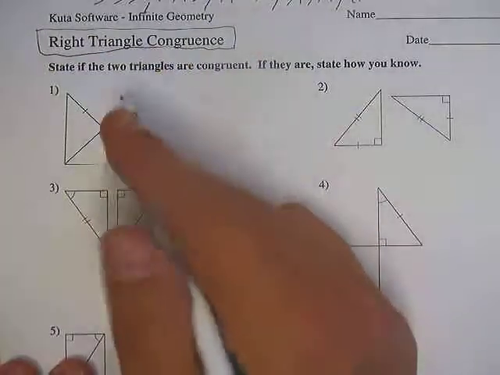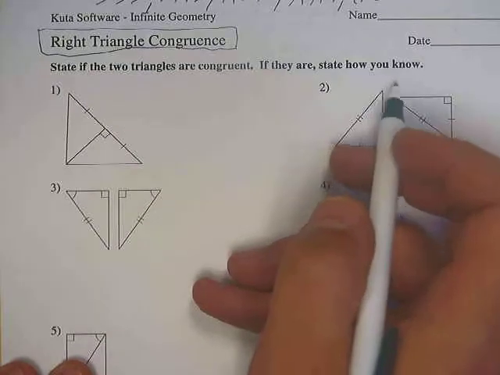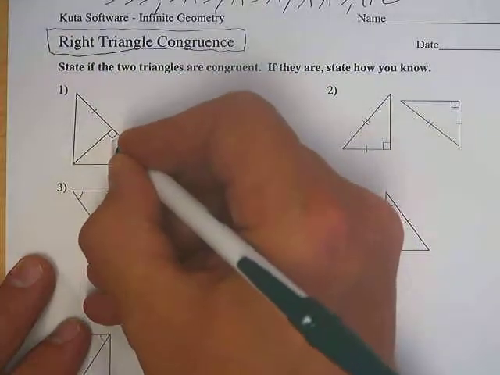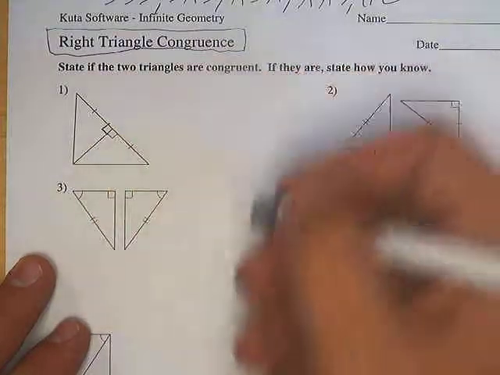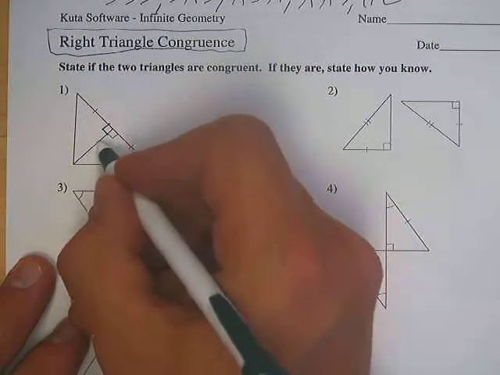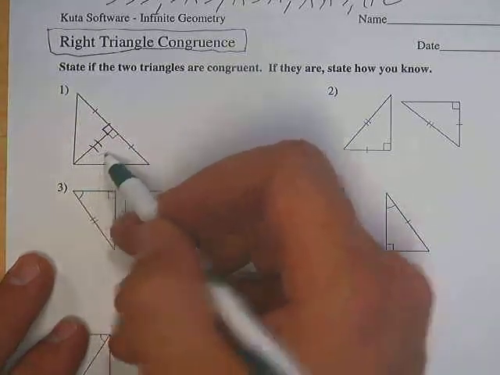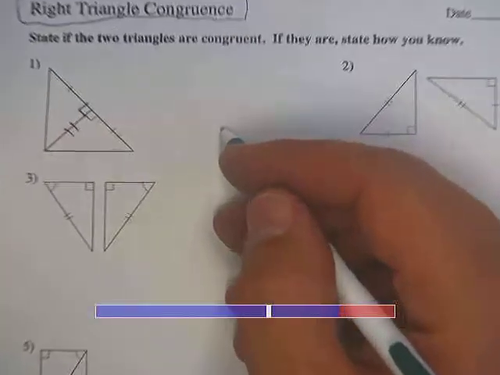So I want you to do this with me. Now we're going to go through it. So first of all, state if the two triangles are congruent. If so, state how you know. So if I'm looking at this one, this is a right angle, this is a right angle. And the side is congruent to itself because they share a side.